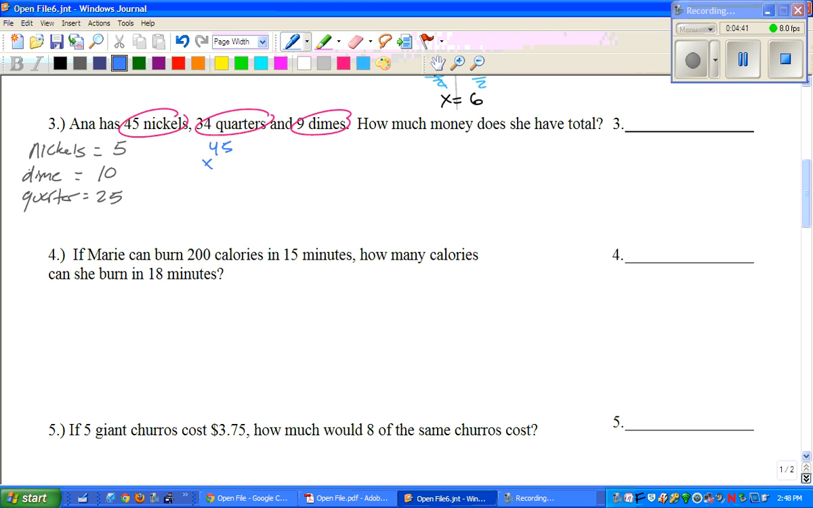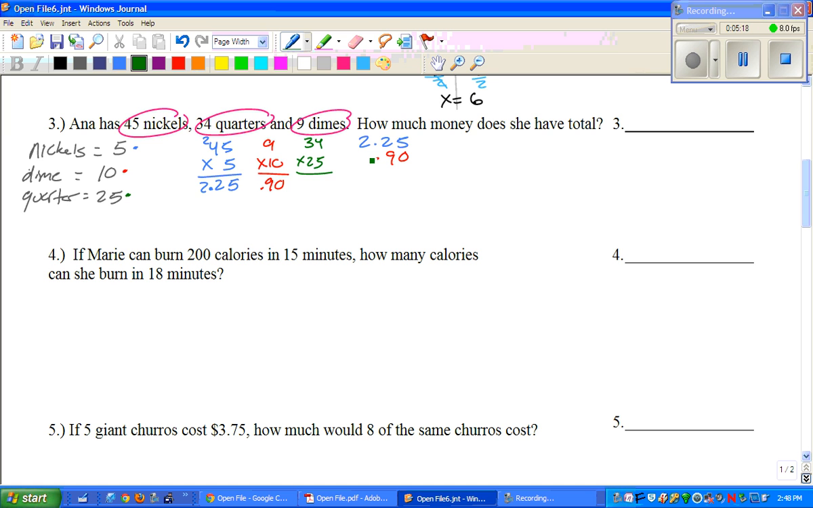So for the nickels, 45 times 5, 5 times 5 is 25, 5 times 4 is 20, plus 2 is 22, so that's 225. So 225, we know that. Then 9 times 10 is 90. That one wasn't too hard. Okay, quarters.